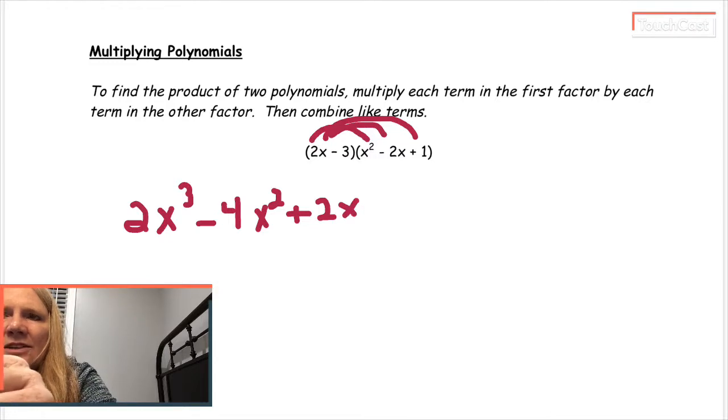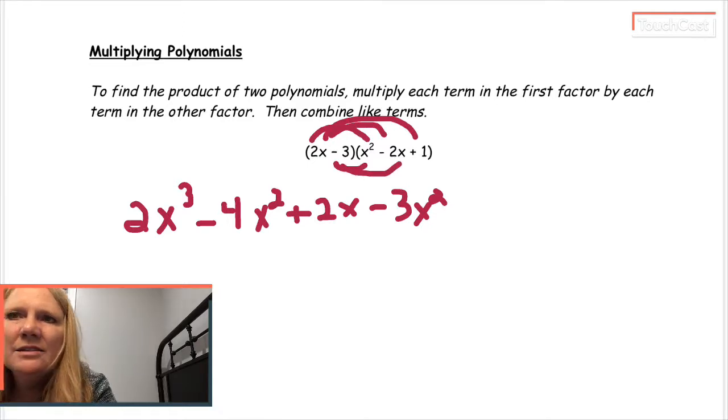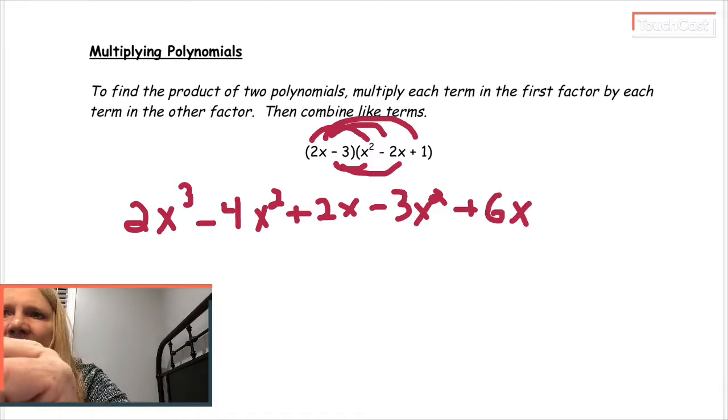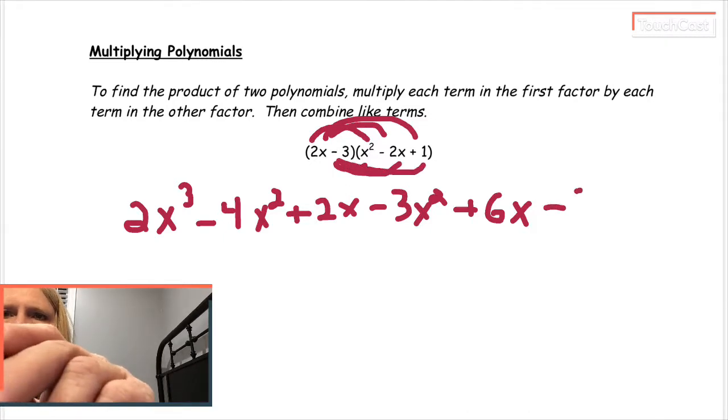Then we go to the next term, which is a negative 3, and we're going to multiply it by each term. So we're going to get negative 3x squared, and then negative 3 times a negative 2x is going to be a positive 6x. And then lastly, negative 3 times a positive 1 is a negative 3.